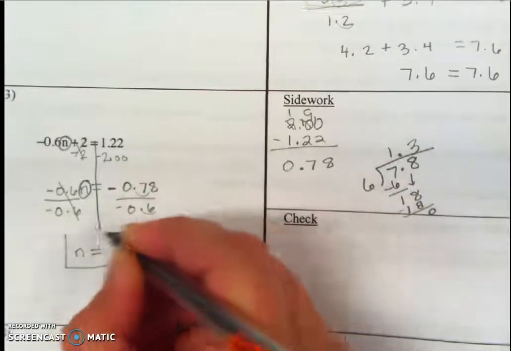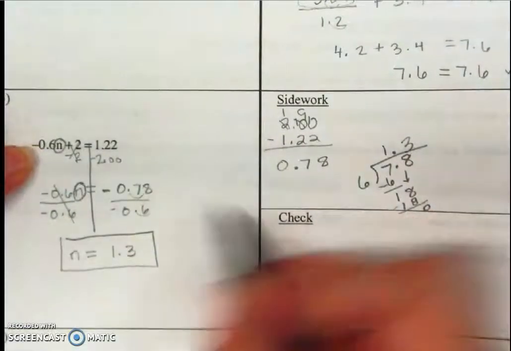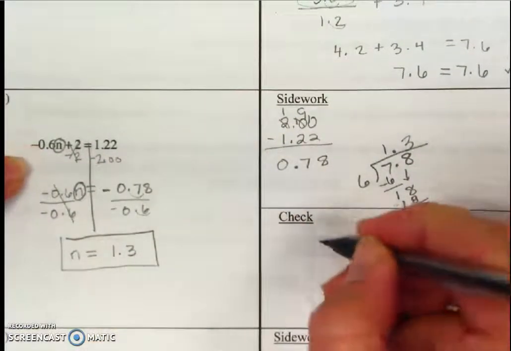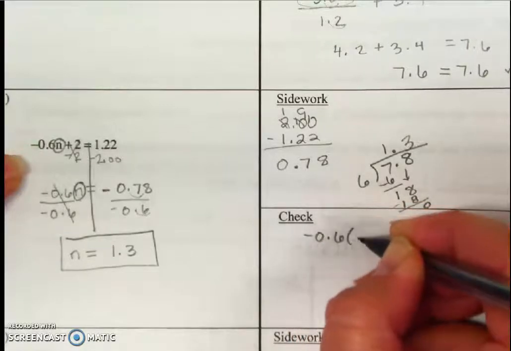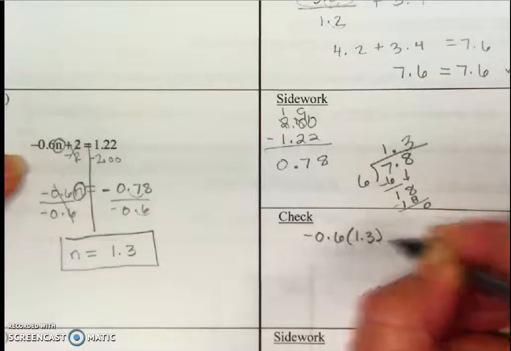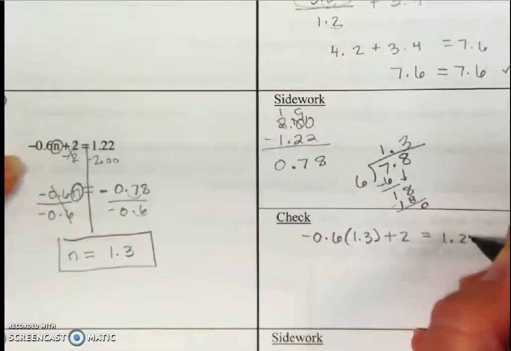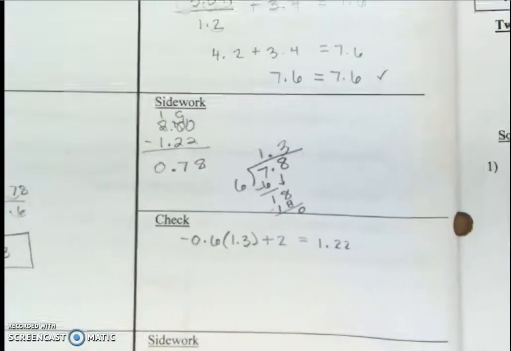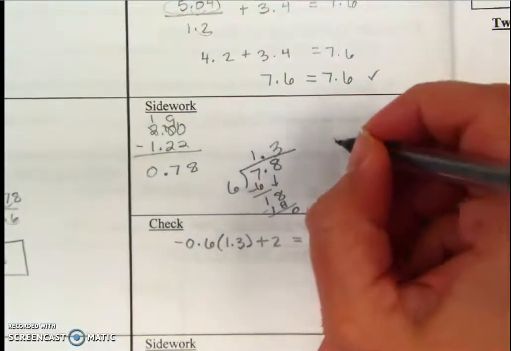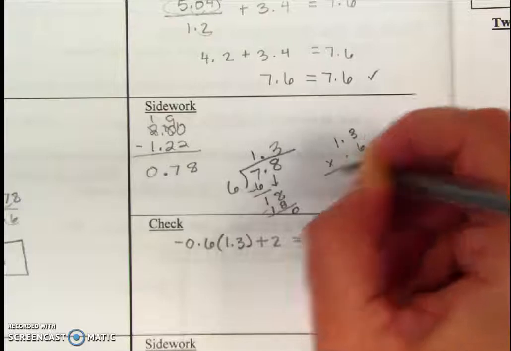All right, I'm saying that's the answer, but remember we need to check. I'll replace the n with a 1.3. So that means I should be able to take negative 0.6, multiply it by 1.3, add 2, and end up at 1.22. Let's hope that works. All right, so what I need to do first here is the multiplication. So I need to multiply 1.3 times 0.6.